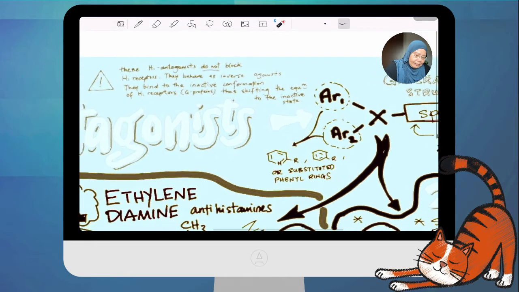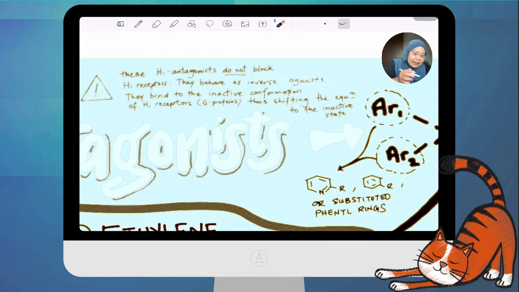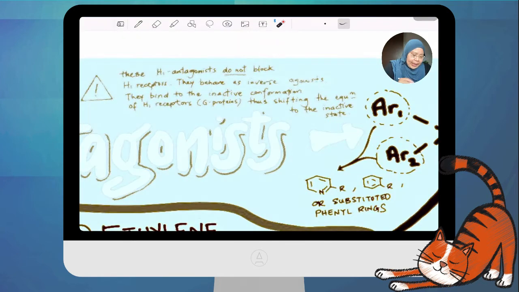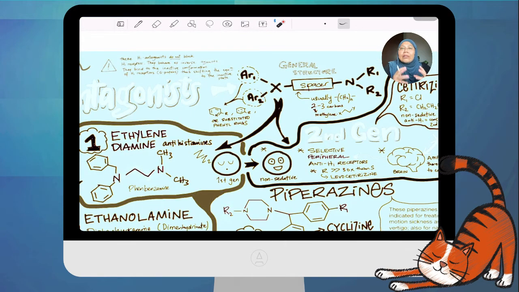And I have mentioned here the role of this H1 receptor antagonist: they do not block the receptor. What they do is behave as an inverse agonist. They bind to the inactive conformation of the H1 receptor, the G protein, and G protein is quite complex. It's a huge system of receptors. Once they bind to the inactive conformation of the H1 receptor, that changes the conformation of the receptor and shifts the equilibrium to the inactive state. So it becomes really inactive. It is not able to accept the neurotransmitters, in this case the histamine or others as well. So that's how H1 receptor antagonists act in the body.